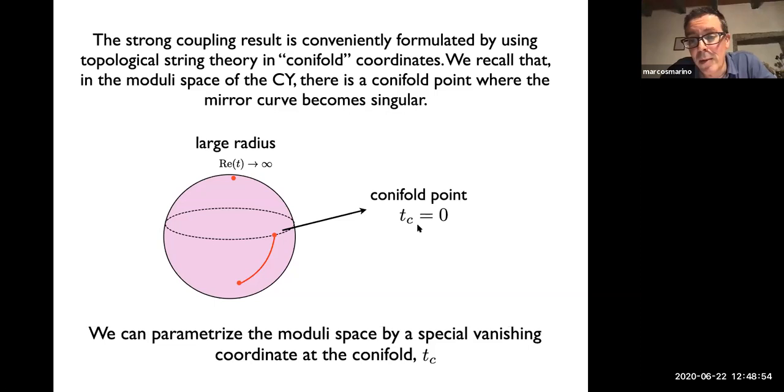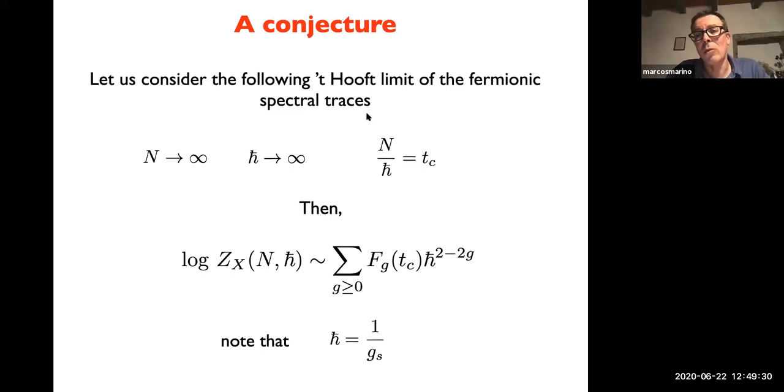So in principle, you can use symplectic transformations to parameterize your topological string theory in any coordinate you want. And in particular, you can parameterize the moduli space by the conifold coordinate, and you can essentially formulate the topological string in this conifold frame. So this is a little bit like doing an electric-magnetic duality transformation in Seiberg-Witten theory. Now, all this is because one of the results that we have, in order to make contact with the standard topological string, uses more naturally this thing.